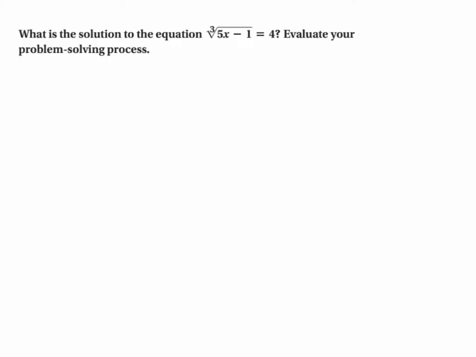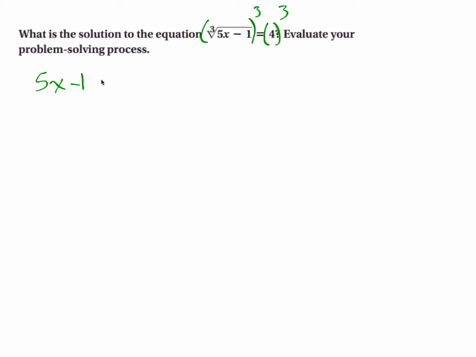Let's talk about solving some of these cubed root functions. Suppose I want to solve the cubed root of 5x minus 1 is equal to 4. Well, to get rid of a cubed root, you need to cube both sides. So when I cube both sides, since cubed root and cubed are inverses, that is going to go away, and I'm going to be left with 5x minus 1.